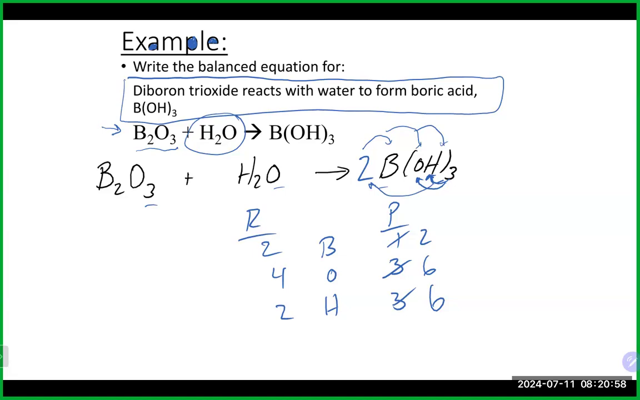So it's just going to be easier to fix the hydrogen. It's only in one thing on the left. So that is why I would choose hydrogen here. And to fix hydrogen, I could simply put a 3 there.